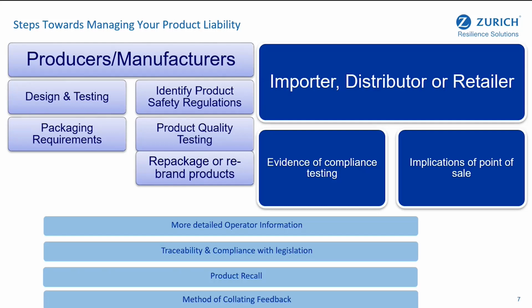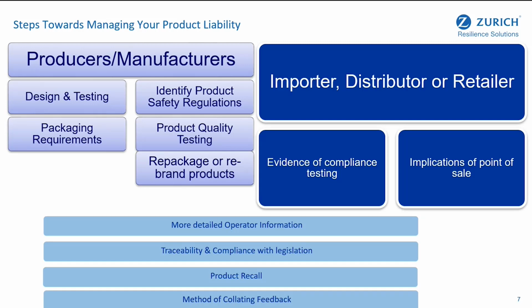So moving on to the next slide. Now we start to talk about steps that producers, manufacturers, and indeed importers, distributors or retailers can take towards managing their product liability. We'll look at some factors that are specific to producers, some that are specific to importers and distributors, and then there are certain factors that cut across whether you're a producer, a manufacturer, or an importer and distributor.